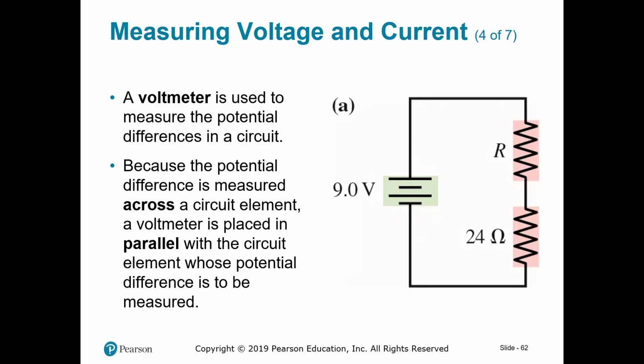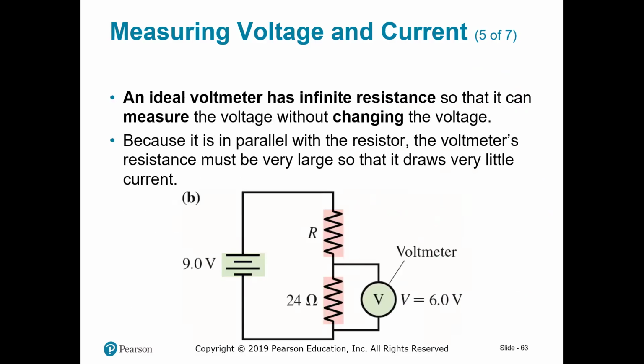And then the voltmeter is different. Again, the voltmeter itself also has a resistance, because the voltmeter itself is an electric device. For example, if you want to measure the voltage drop across this resistor, you have to connect your voltmeter in parallel.